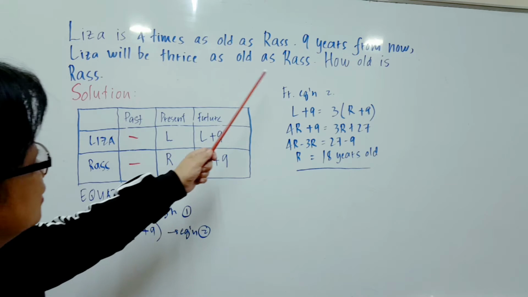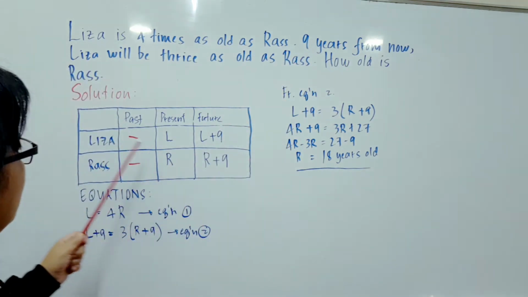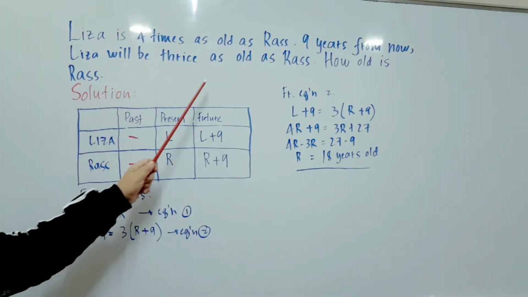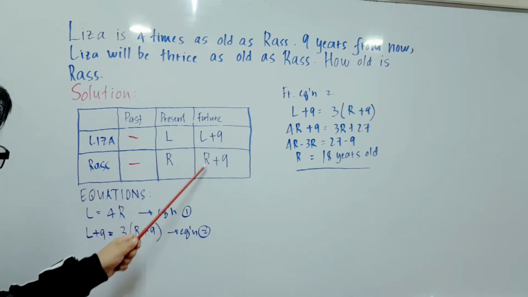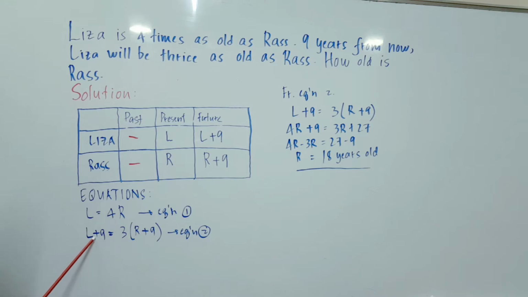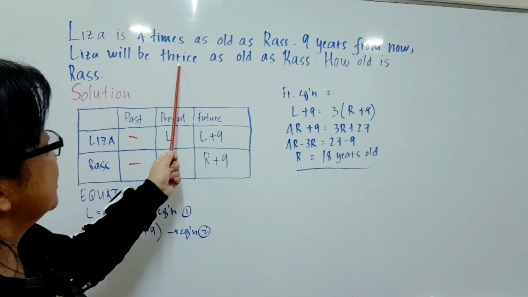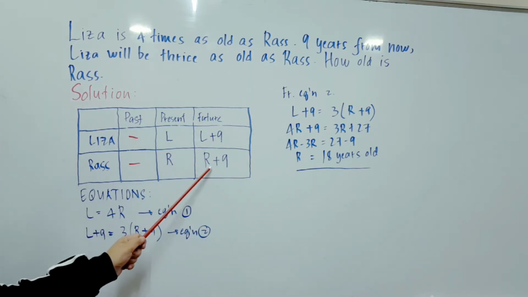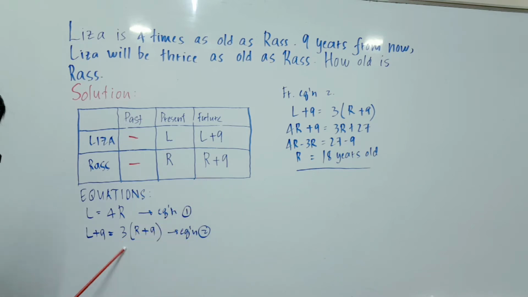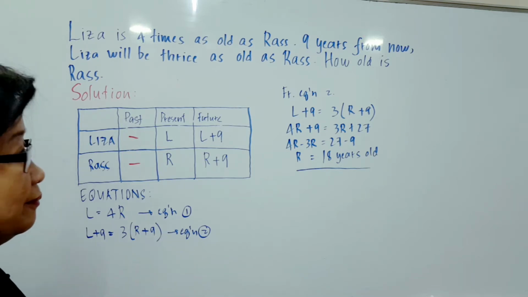Now, the second sentence: 9 years from now, Lisa will be thrice as old as Ras. So, 9 years from now, their ages are these. Lisa's age will be L plus 9, equal to thrice as old as Ras. In the future, Ras' age is R plus 9. So, thrice as old as Ras means 3 times the Ras' age 9 years from now, which is R plus 9. So, we have equation 2.